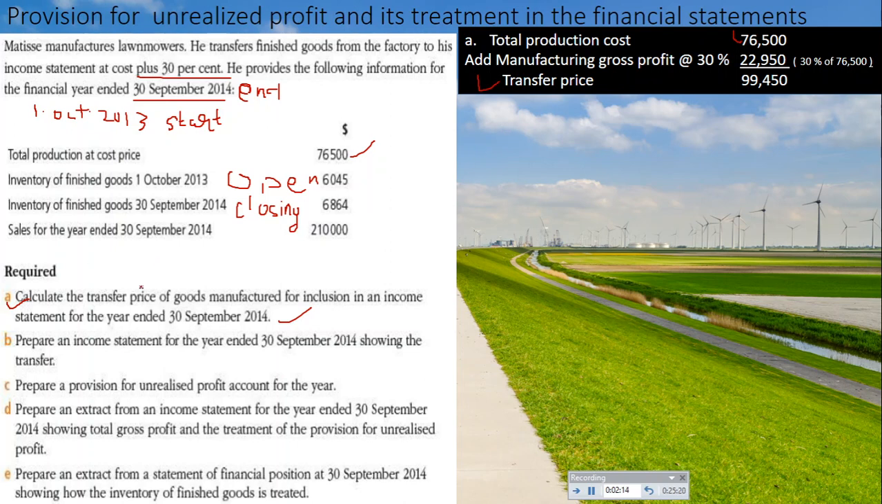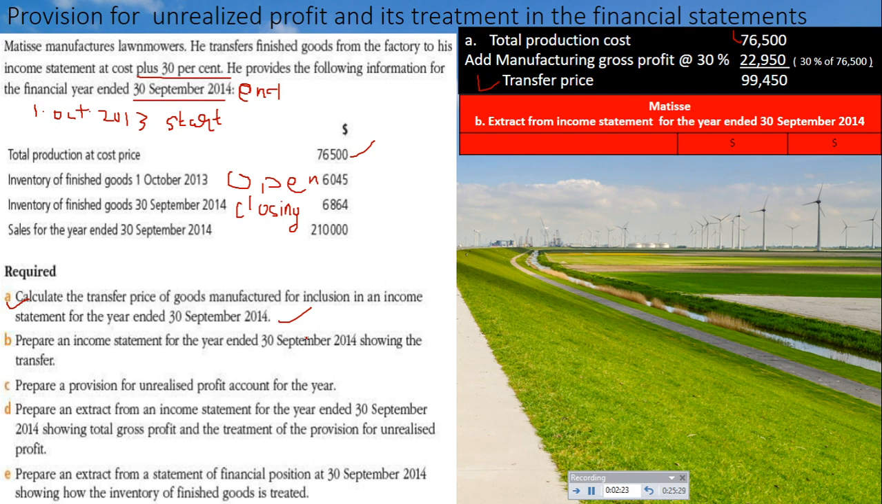So that's number A completed. Number B, prepare an income statement for the year ended 30 September 2014 showing the transfer. So we're going to prepare the income statement. This is the extract of the income statement for the year ended 30 September 2014. First we find out the revenue.